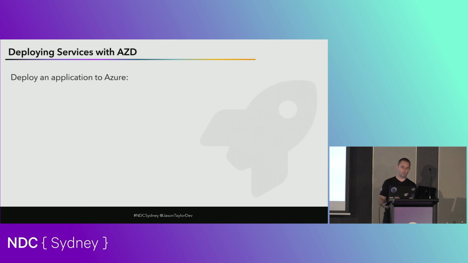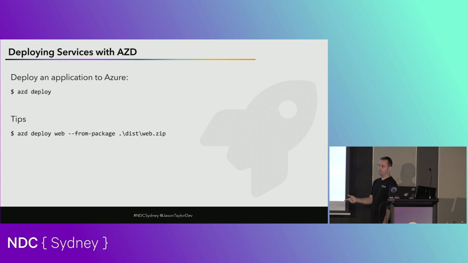All right, how do we deploy an application to Azure with AZD? AZD deploy web from package. So this is the CI/CD pipeline, right? We're specifying the service we want to deploy and the location of the package. So this is something we'll do in a CI/CD pipeline. You can do it from the command line as well. It doesn't make much sense from that environment. You just take a big bang approach there.